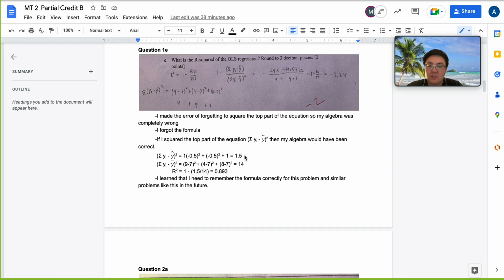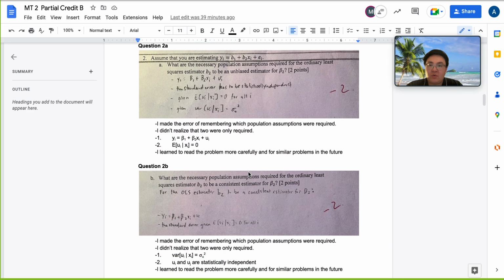This one we don't. The answer for yi minus y bar squared is equal to 9 minus 7 squared plus 4 minus 7 squared plus 8 minus 7 squared, which is equal to 14. The top part is 1.5, the bottom part is 14. We take that divided by each other and then subtract from 1 to get 0.893.